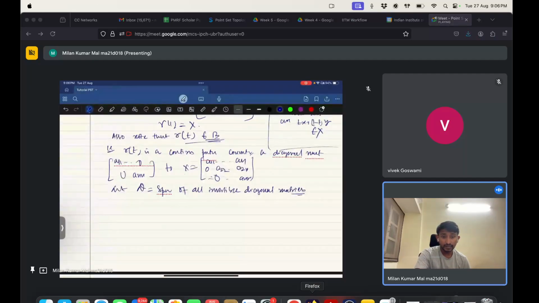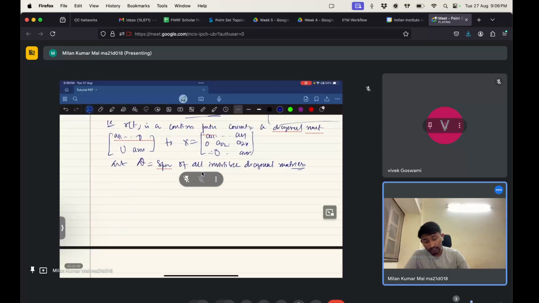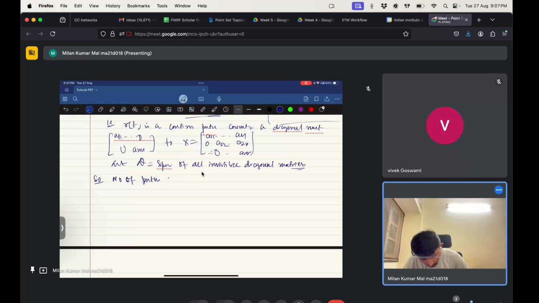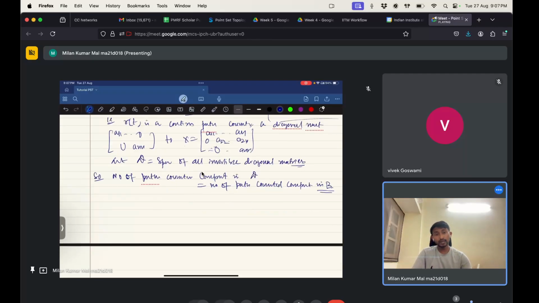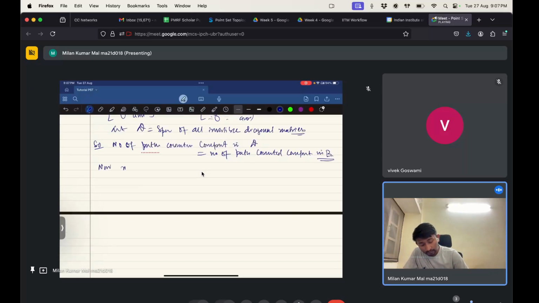So that is what assures us that it is enough: the number of path connected components in the diagonal matrices is the same as the number of path connected components in the space B of invertible upper triangular matrices. The number of path connected components in the invertible upper triangular matrices is the same as the number of path connected components in the space D here. D means only invertible diagonal matrices.